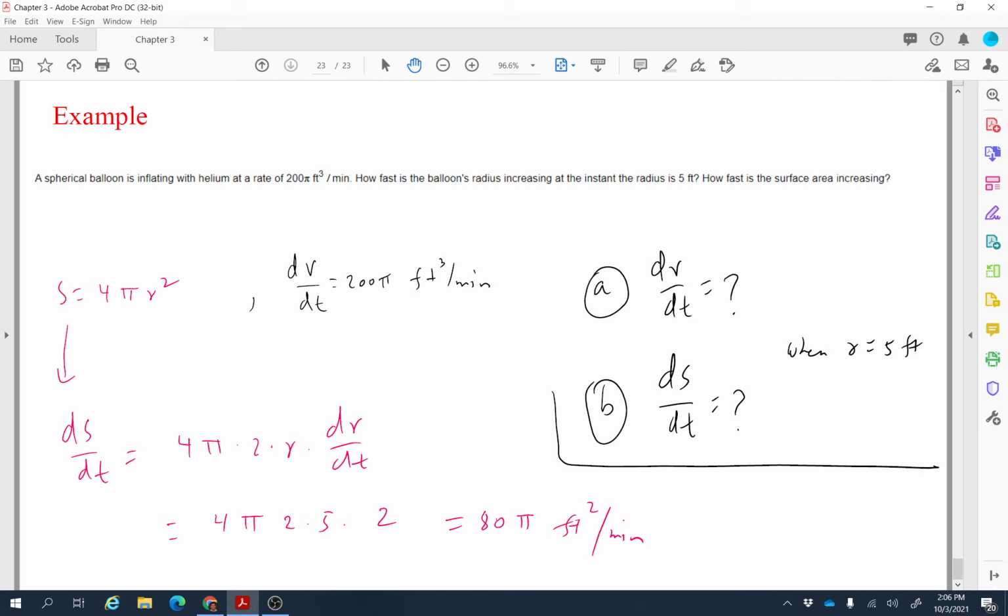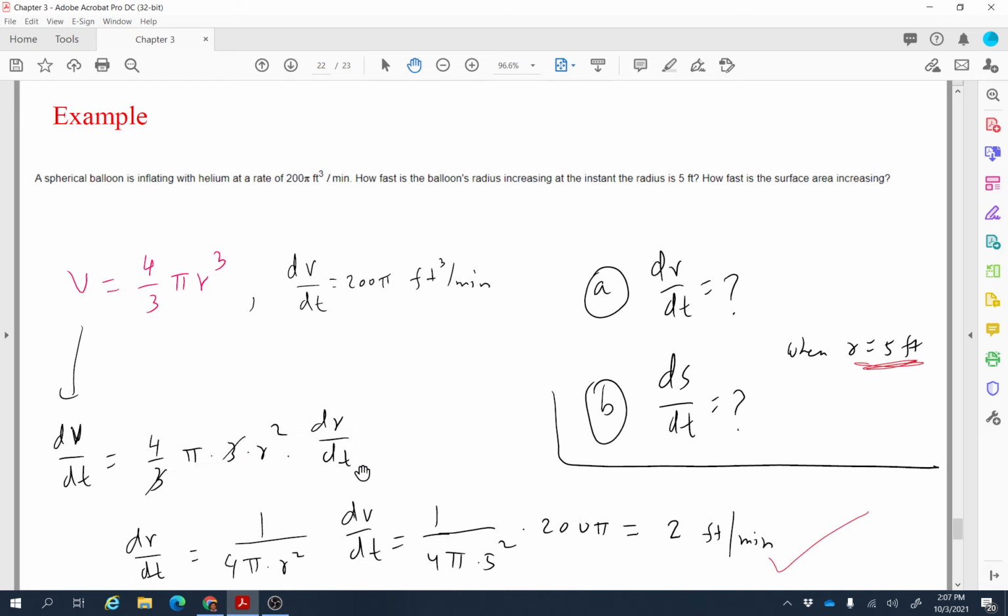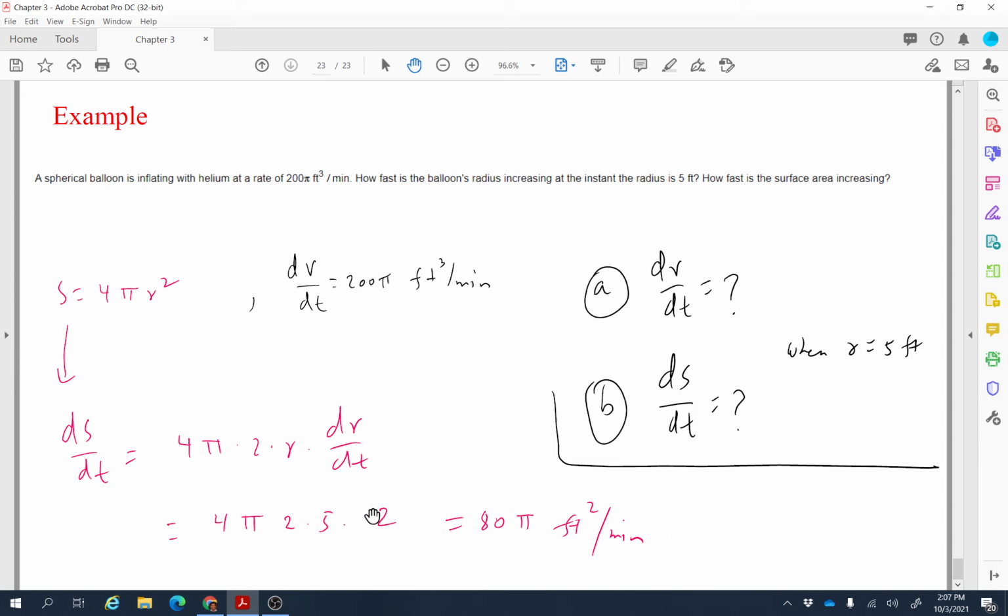And for finding the rate of change of surface area, we need to use this formula, differentiate with respect to t, and then by using the chain rule on the right side, we're going to get 4 pi times 2 times r times dr over dt. We're looking for this rate of change when the radius is 5, so plug in r equals 5. And the rate of change of radius with respect to time from the previous part is 2 feet per minute, so we're going to plug that value back here, and after multiplying everything, the answer would be 80 pi feet squared per minute.